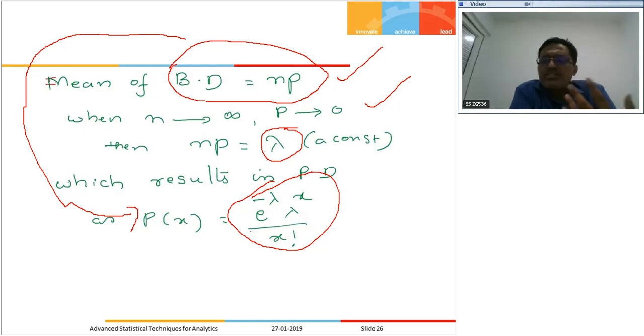What does it mean? It is the rarest of the rare events. Suppose in a metropolitan city, in a year, 10,000 people die, so n equal to 10,000. And suppose I consider deaths because of snake bite. Out of 10,000, what is the probability? It's very small, maybe 1 or 2 cases. That means it is a rarest of the rare event. In such cases, it follows the Poisson distribution. I hope that is clear.